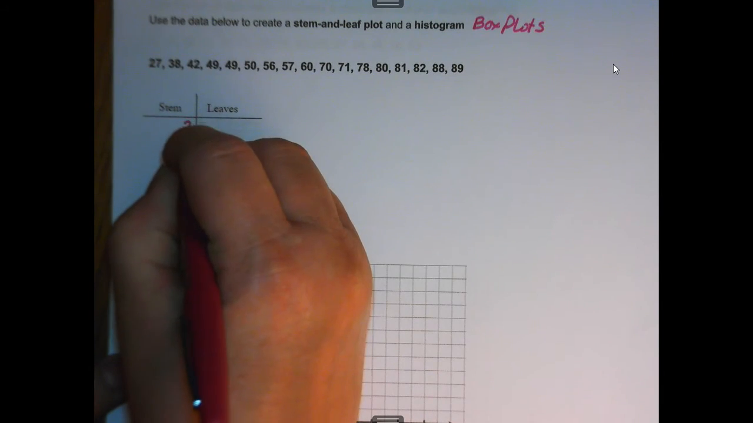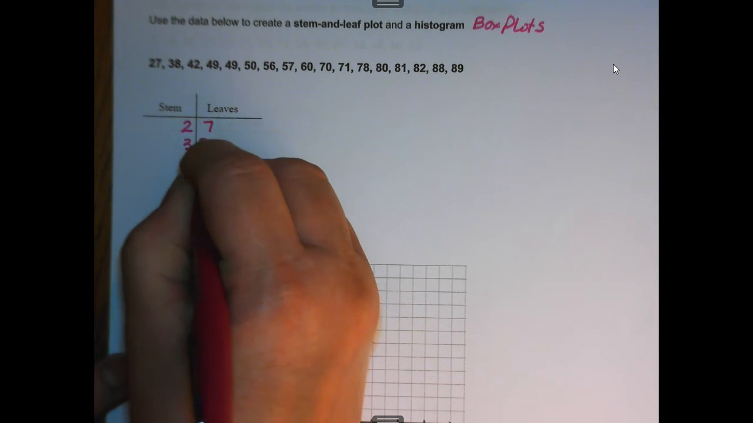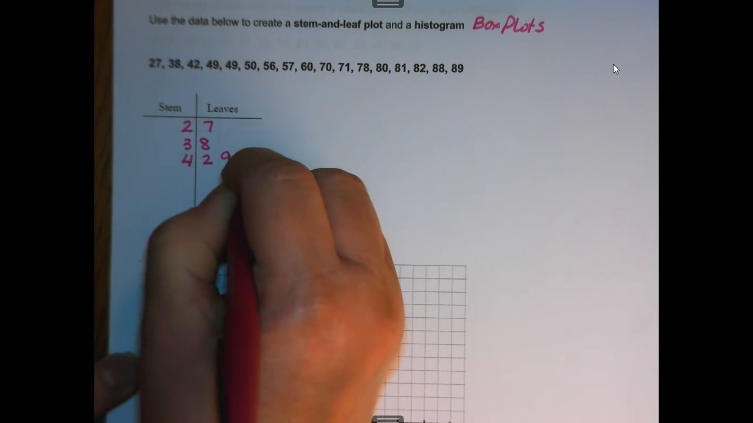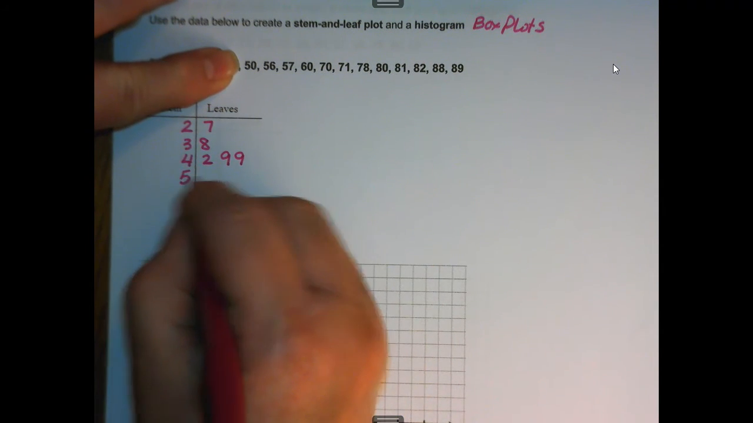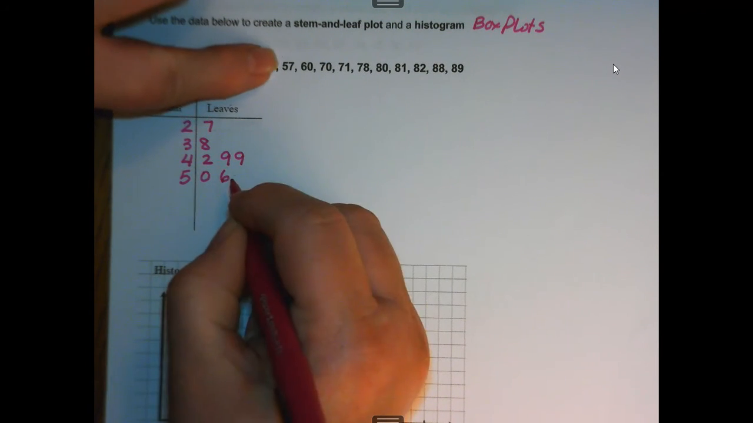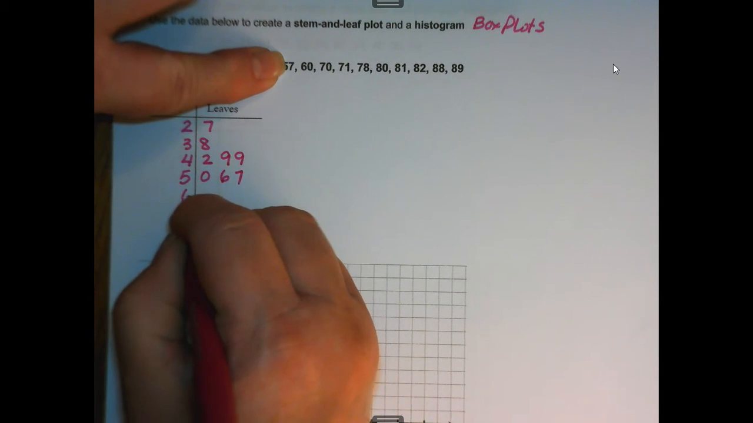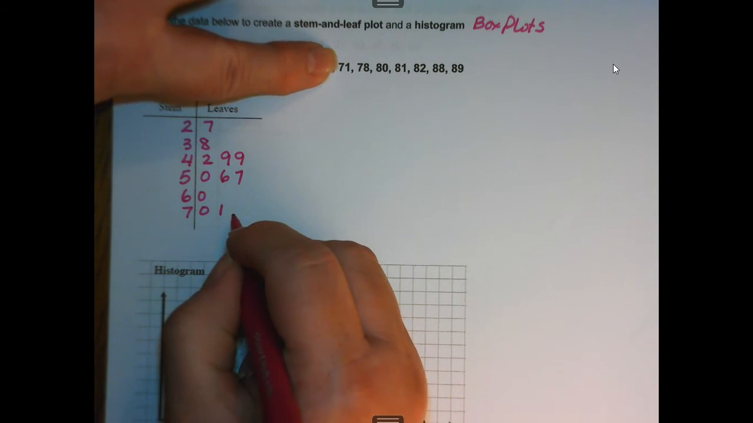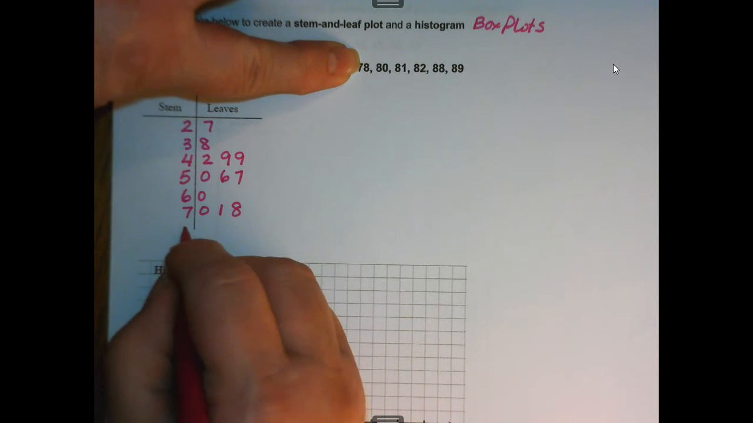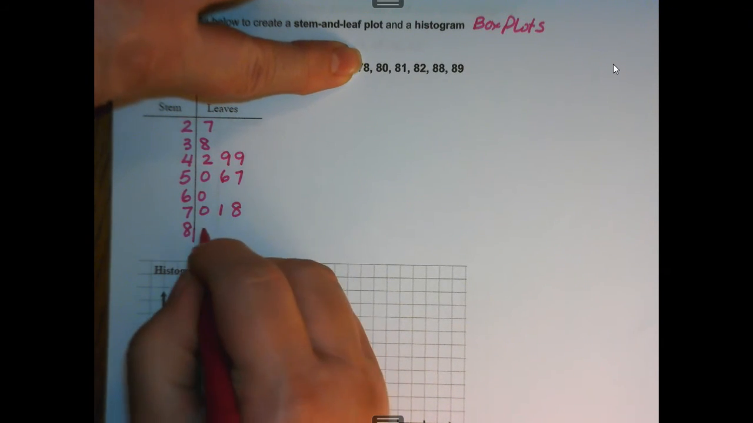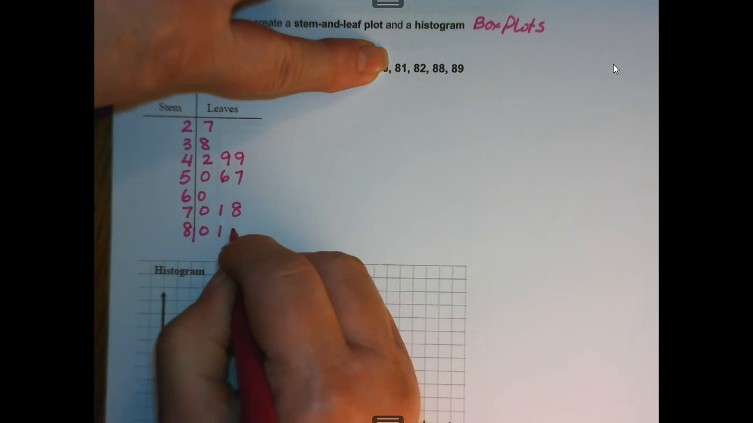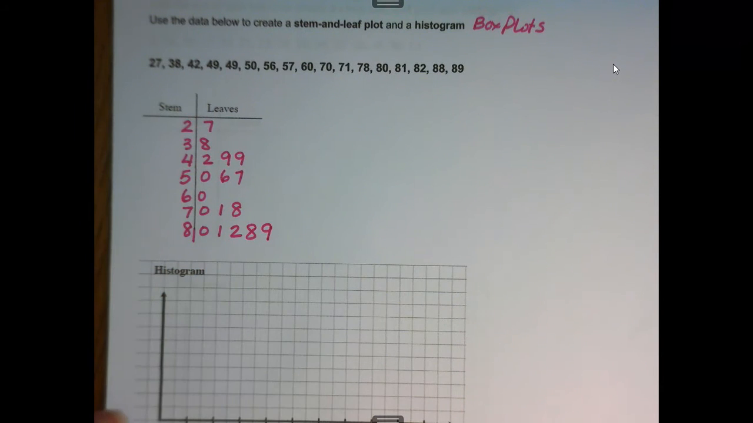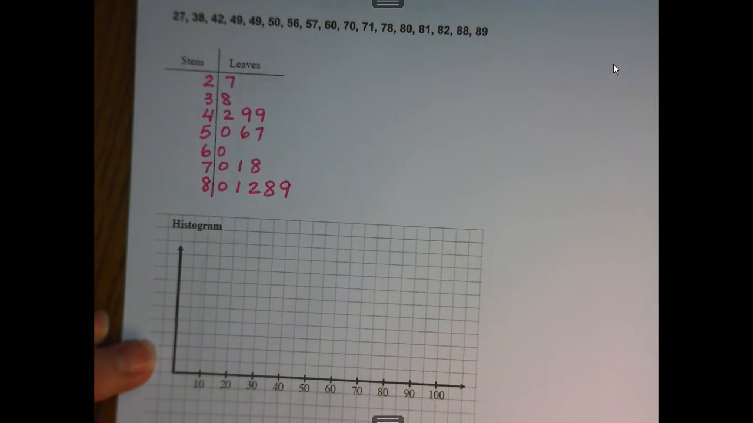So we're going to have 27, 38, 42, and 49, and another 49. Then we have 50, 56, and 57, 60, 70, 71, and 78, 80, 81, 82, 88, and 89. Stem and leaf plot is done.